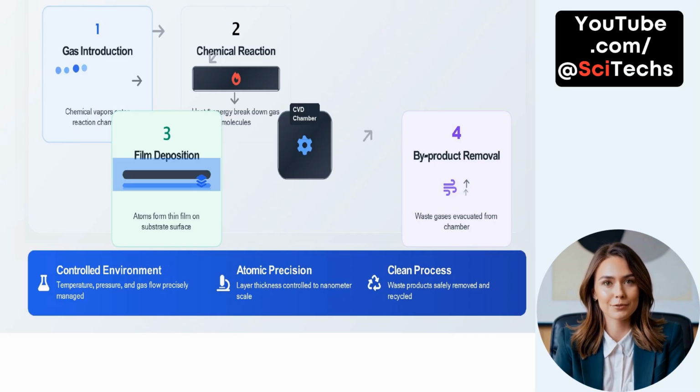The third step is film deposition, where atoms from the reaction begin to settle and form a thin, uniform layer on the surface of the substrate. Finally, byproduct removal ensures that all gaseous byproducts and waste materials are evacuated from the chamber to keep the environment clean. Throughout the process, there's a controlled environment, atomic precision, and a clean process, ensuring consistency, accuracy, and minimal contamination.